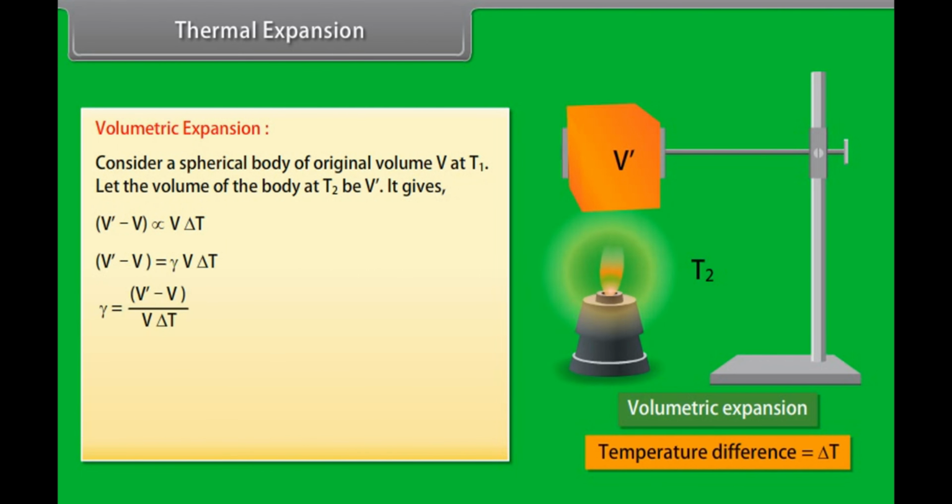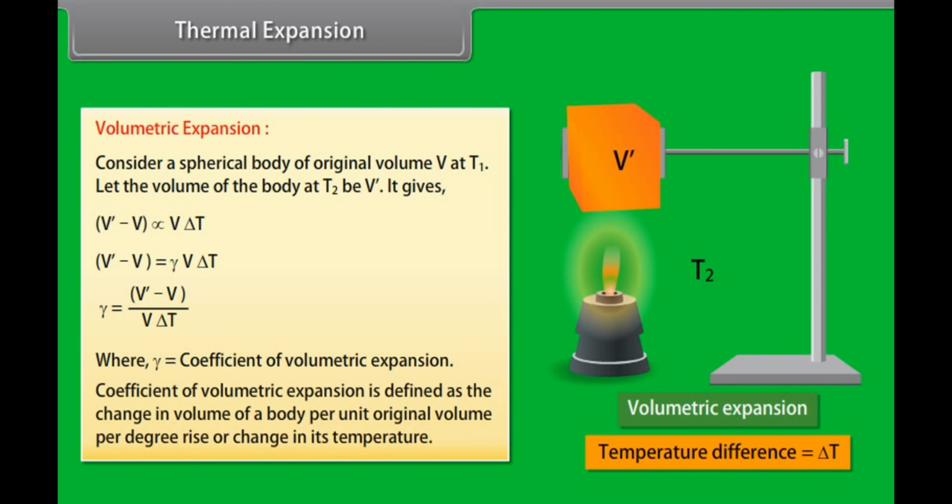The value of gamma is equal to V dash minus V upon V delta T, where gamma is the coefficient of volumetric expansion. Coefficient of volumetric expansion is defined as the change in volume of a body per unit original volume per degree rise or change in its temperature.